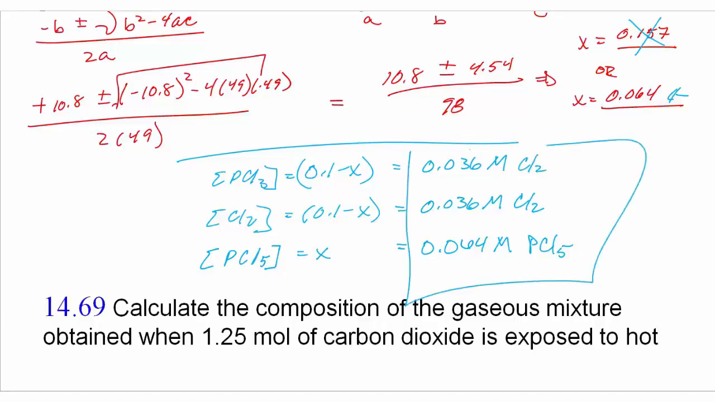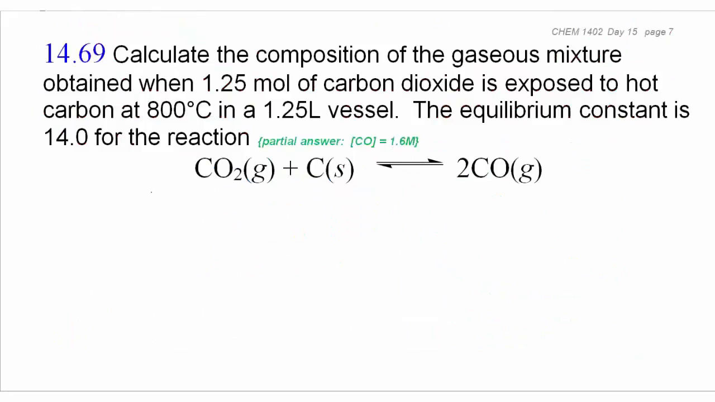There's my equilibrium answers. Calculate the composition of the gaseous mixture obtained when 1.25 moles of carbon dioxide is exposed to hot carbon at 800 degrees Celsius in a 1.25 liter vessel. The equilibrium constant is 14. Okay, again, composition. So let's do ICE. Let's make a concentration table. Then we'll substitute in our Kc expression and solve for x. And then we'll get our answers.